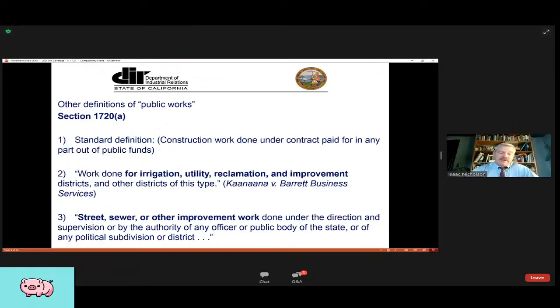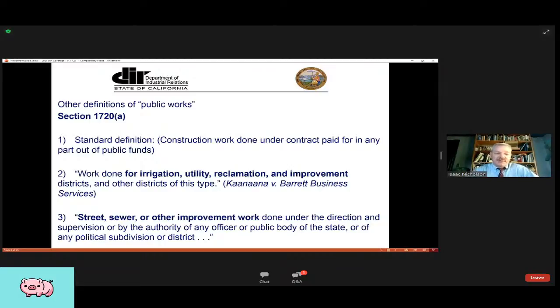Other specific definitions of public works under 1720(a). There's (a)(1), which is construction, alteration, demolition, installation, repair, which I just went over, and (a)(2), work done for an irrigation, utility, reclamation, and improvement district, and other districts of this type. This subsection did not get much attention, but recently the California Supreme Court issued an opinion in Kanana versus Barrett Business Services, and the ramifications of that opinion are playing out now, but it involved belt sorters, which were not thought to be covered previously. I should say recycling belt sorters, just in case you were curious.